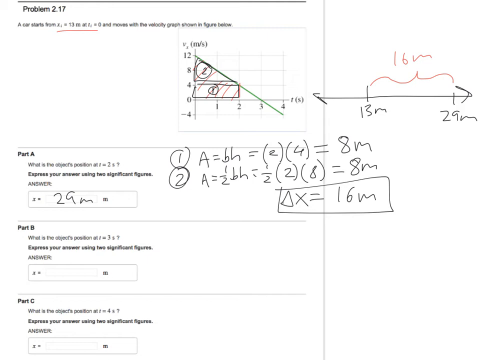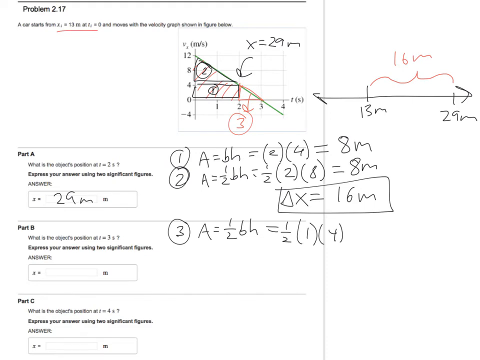For the next part, we want to figure out the position at 3 seconds. So rather than starting from the start again, I actually know where I am at 2 seconds. I know that right here my position is 29 meters. So I'm simply going to find this little area, that triangle there. That's going to tell me my change of position, and I can get my final position from that point. So that little triangle has an area of 1/2 base times height. My base is 1, my height is 4, which means for this little segment here, from 2 to 3 seconds, my displacement is going to be 2 meters.